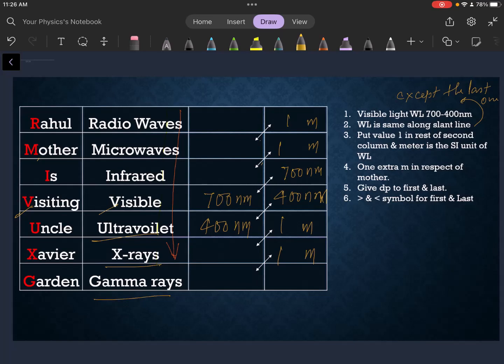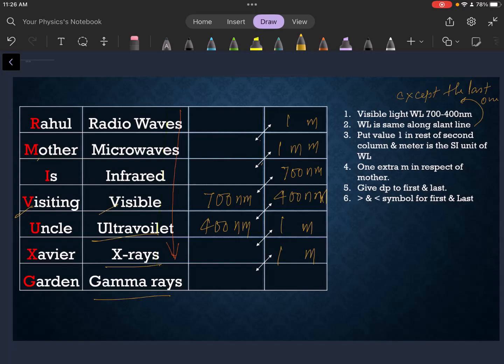The fourth step is one extra m in respect of mother. Mother is the most important person in the whole sentence. So we have to put one extra m in the row of mother. So it will become 1 mm.